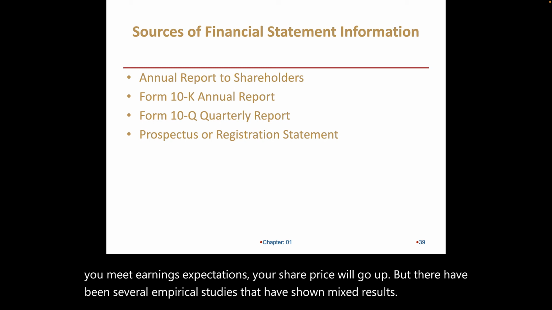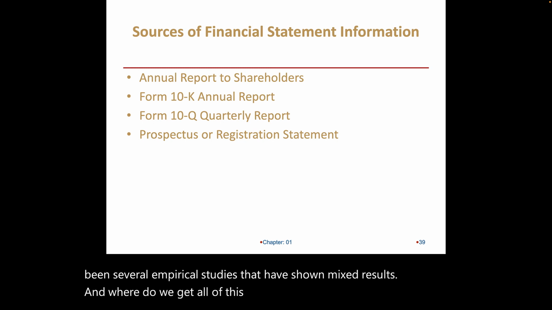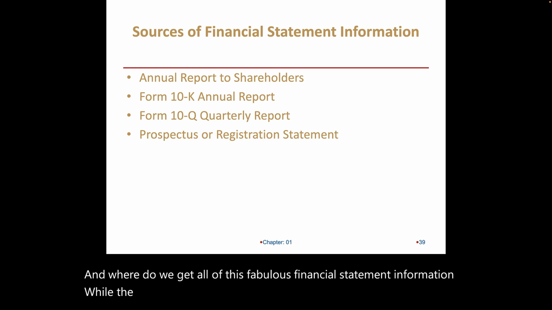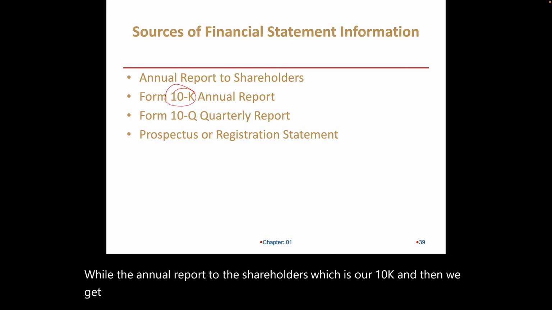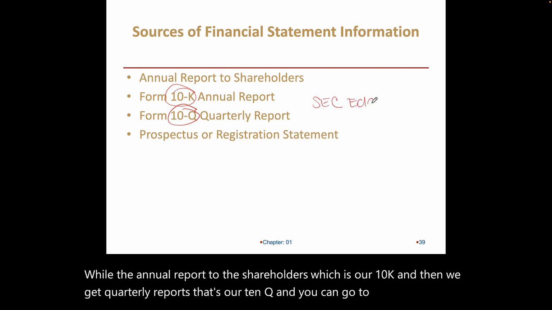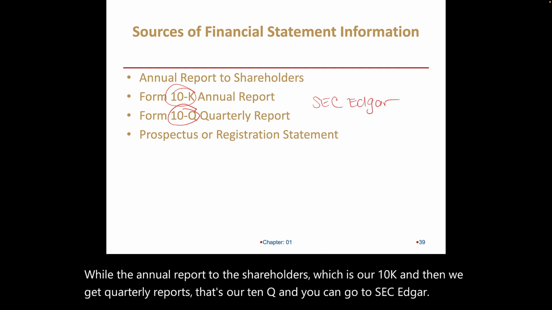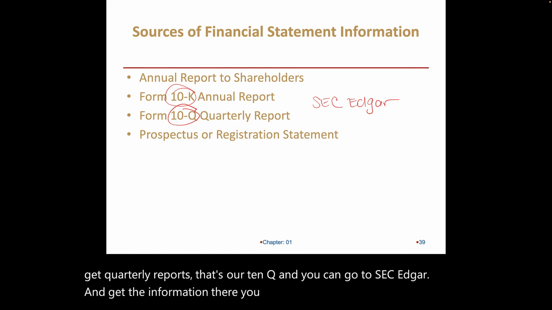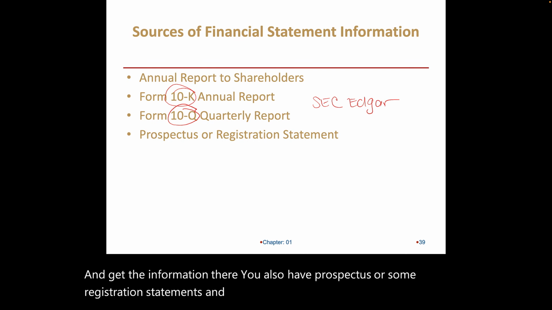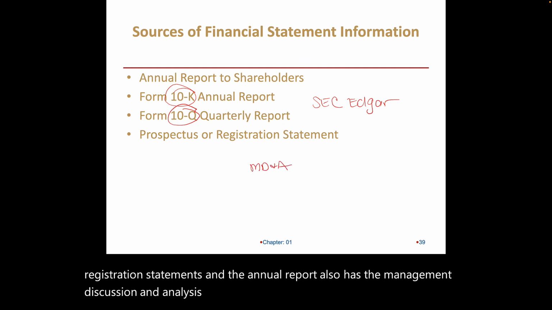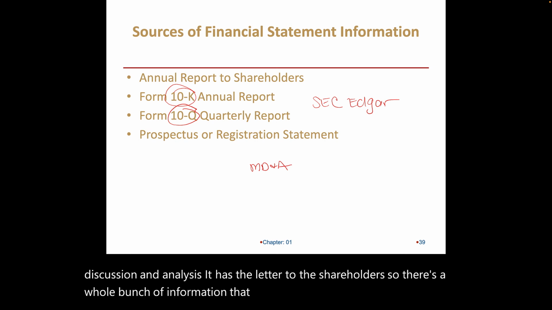And where do we get all of this fabulous financial statement information? Well, the annual report to the shareholders, which is our 10K. And then we get quarterly reports, that's our 10Q. And you can go to SEC Edgar and get the information there. You also have prospectus or some registration statements, and the annual report also has the management discussion and analysis. It has the letter to the shareholders. So there's a whole bunch of information that we get in that 10K.